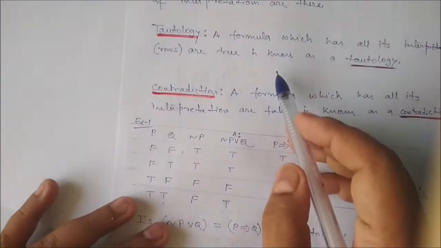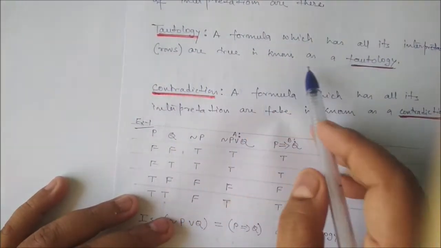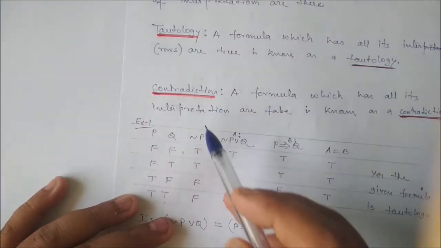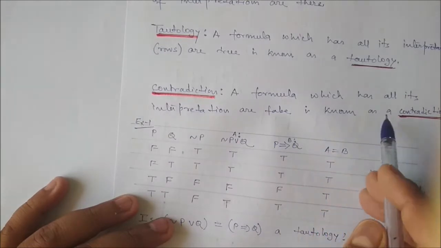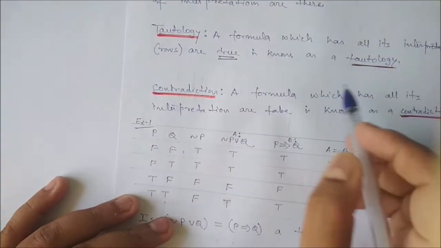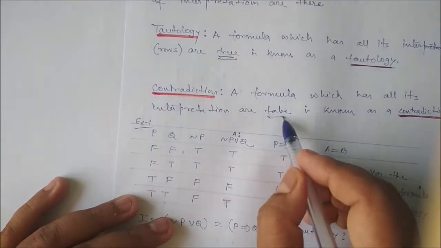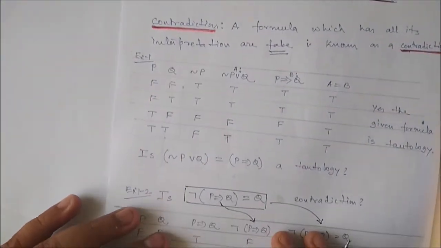So what is tautology? A formula which has all its interpretation rows true is known as a tautology. Similarly, what is contradiction? A formula which has all its interpretations false is known as a contradiction. If all the interpretations are true, these are called tautology. If all the interpretations are false, these are called contradiction. So we can see one simple example.